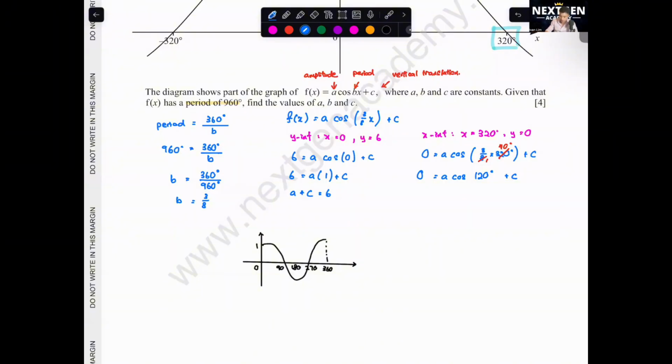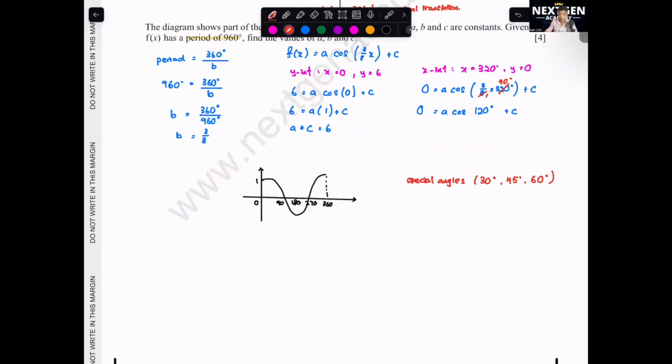Special angles are angles of 30 degrees, 45 degrees, and 60 degrees. I want you to memorize this. Wow, Sarah got it already. Very good. 30 degrees, 45, and 60. How do you get negative 1 over 2? Very good. You all need to memorize these two triangles. I want you all to draw it down. I'll just teach you all here since we are on this topic.